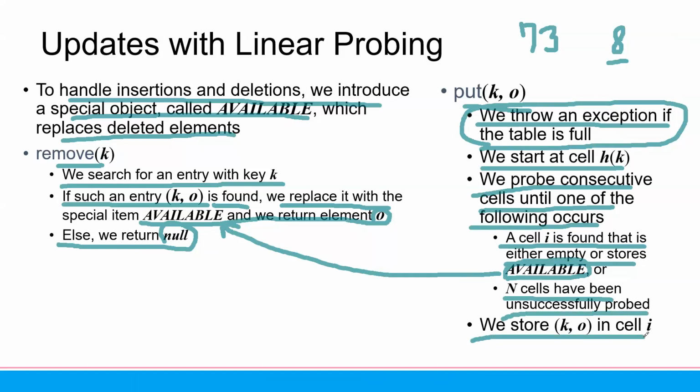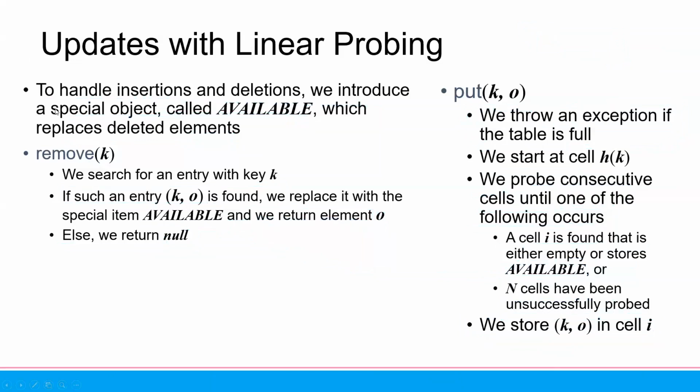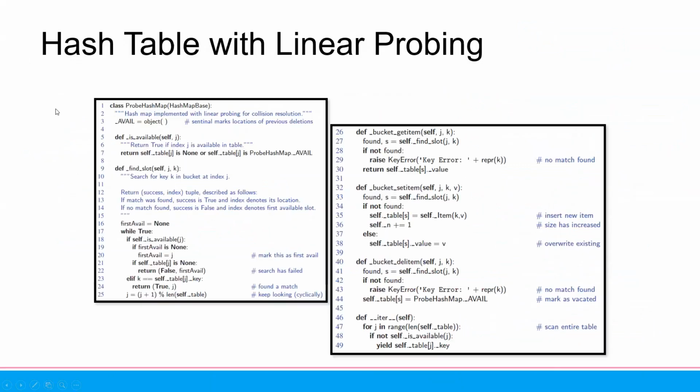So we store (k, o) in the cell i if we find the i index is empty. Okay, so this is the linear probing code. I think for now you can try to figure out the code by yourself.